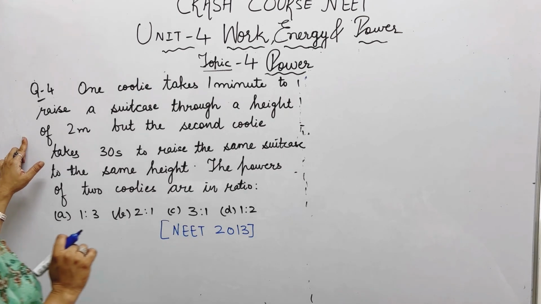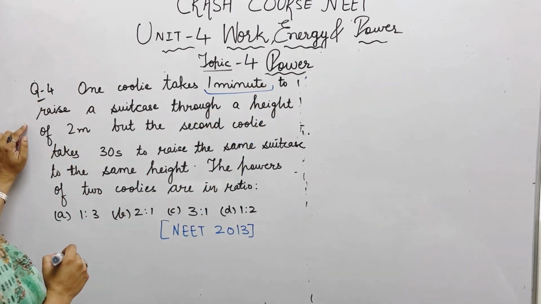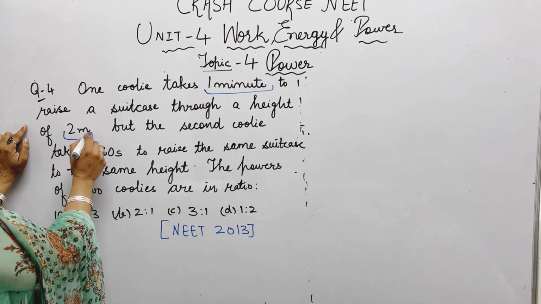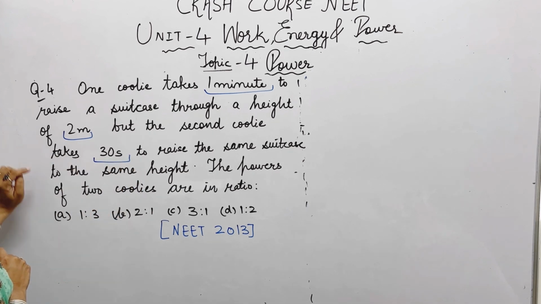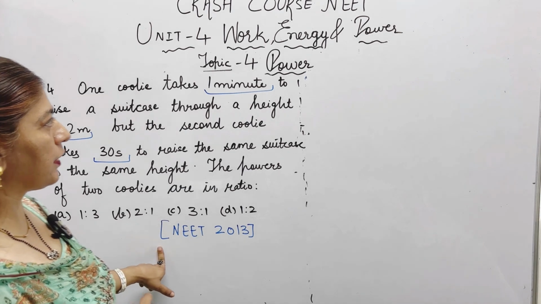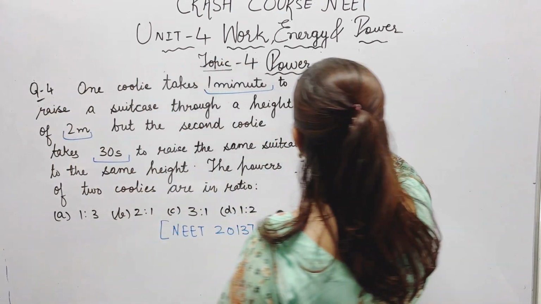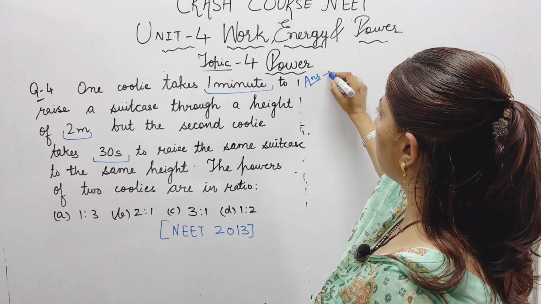Now it's a question number 4. One coolie takes 1 minute to raise a suitcase through a height of 2 meters. But the second coolie takes 30 seconds to raise the same suitcase to the same height. The powers of 2 coolies are in ratio. 4 options have been given, and this question has come in NEET 2013. So let us first see the formula to find out the ratio.